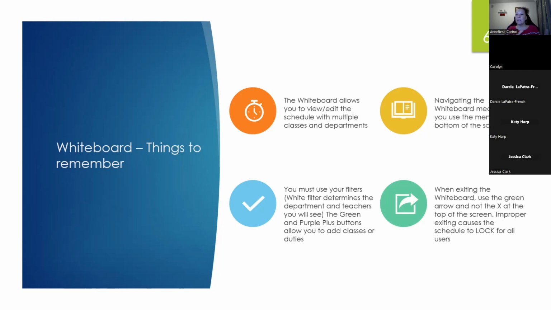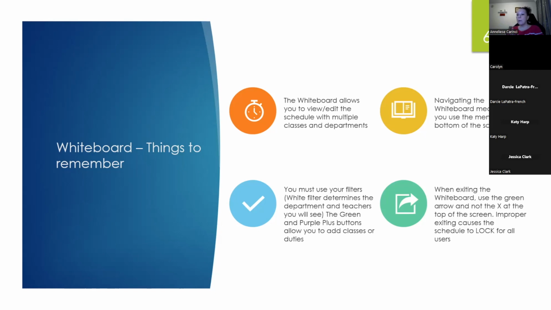Navigating the whiteboard, you're going to use a menu, and I'm going to show you that menu and what you can do in there. There's little filter icons that are helpful. Those are the different things you need. You need to be able to use the menu. You need to be able to use those filters, which determine what you see on the screen. You can narrow it down to a specific course. You can narrow it down to a specific department. You can show everything all at once. So those filters are helpful.